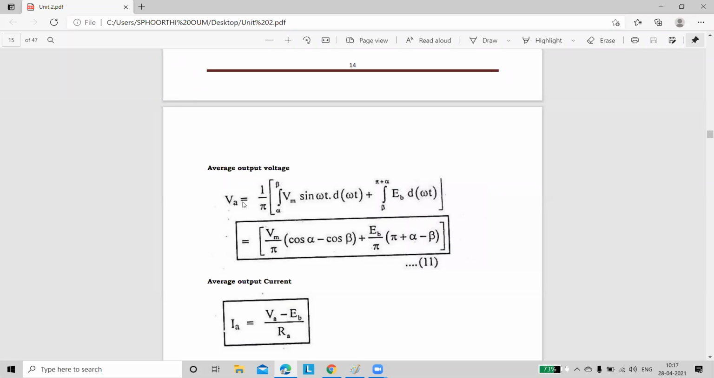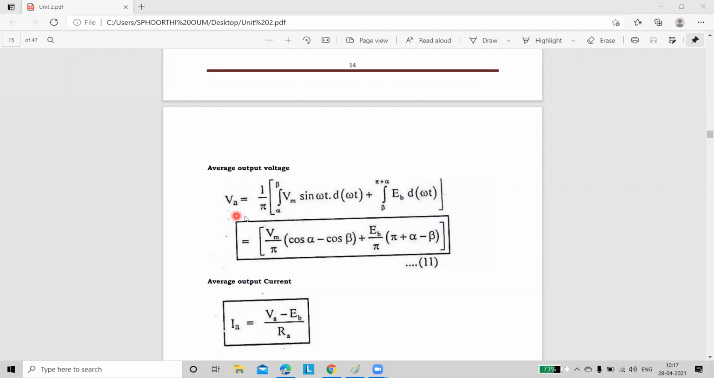So listen, here you are getting VA, as in your output voltage, in the form of two waveforms. It is the combination of sinusoidal and back EMF. The sinusoidal waveform exists within the time period of alpha to beta, whereas the back EMF waveform exists between the time periods beta to pi plus alpha.